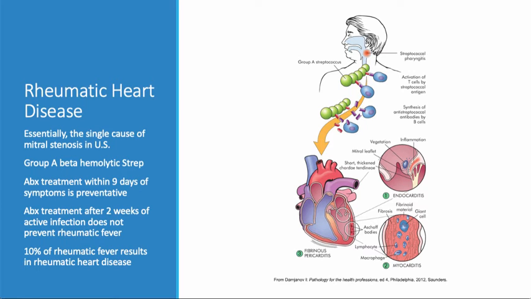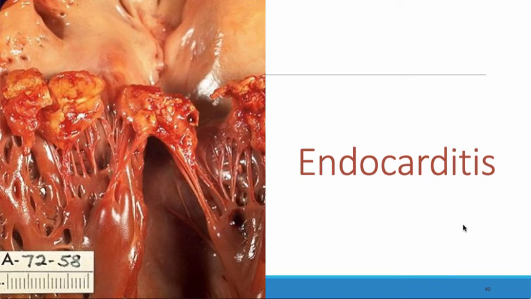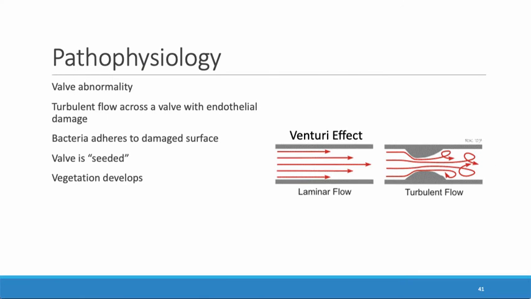Even if you have beta hemolytic strep infection, only about 10% of those turn into rheumatic heart disease. But still, it's a completely avoidable cause of valvular heart disease. We're going to switch gears and talk about endocarditis, which is an infection directly of the valves.